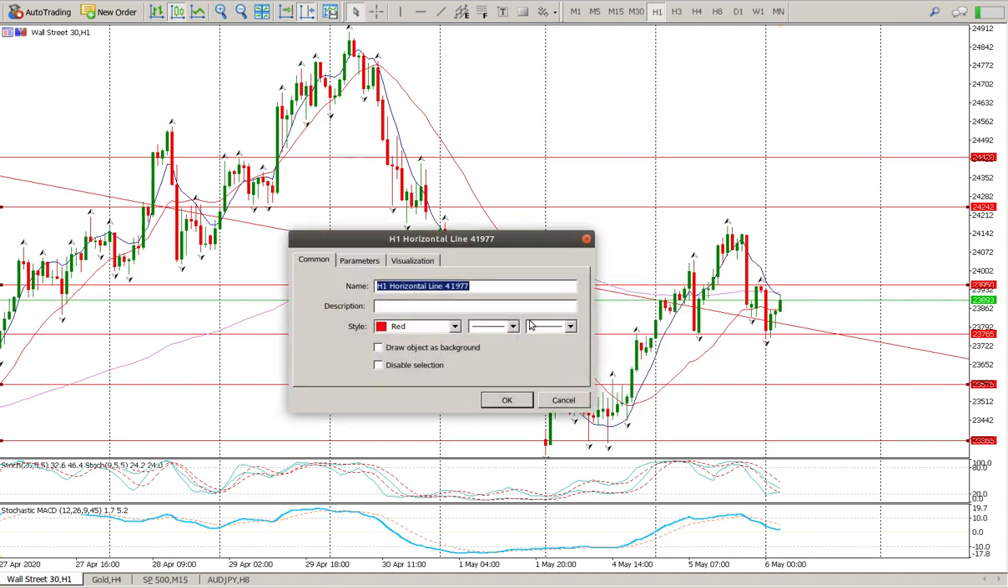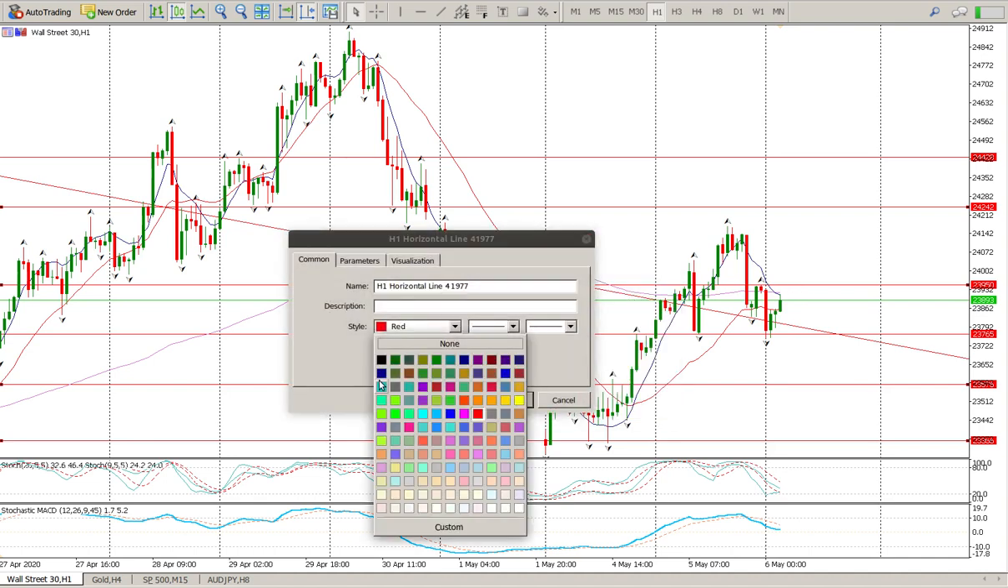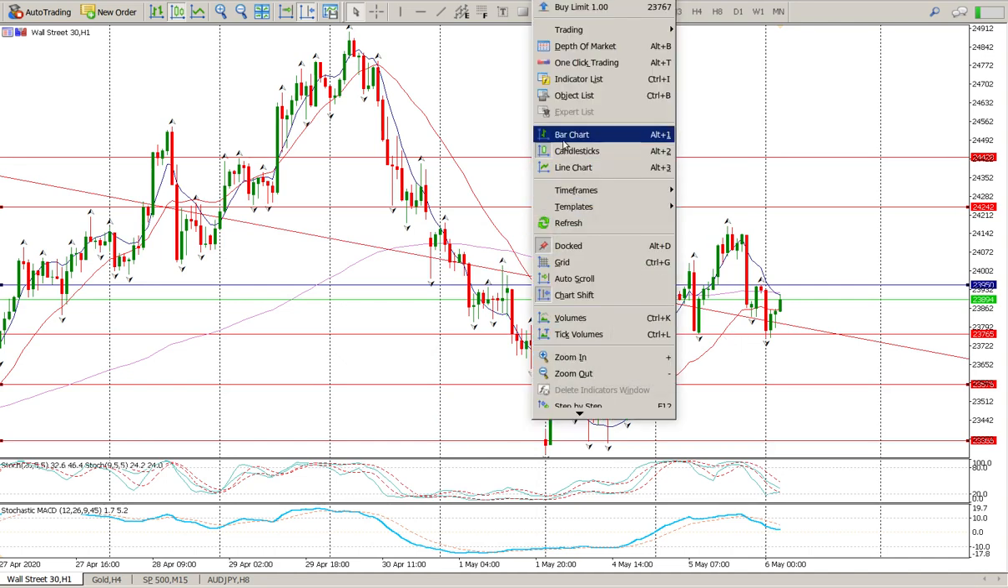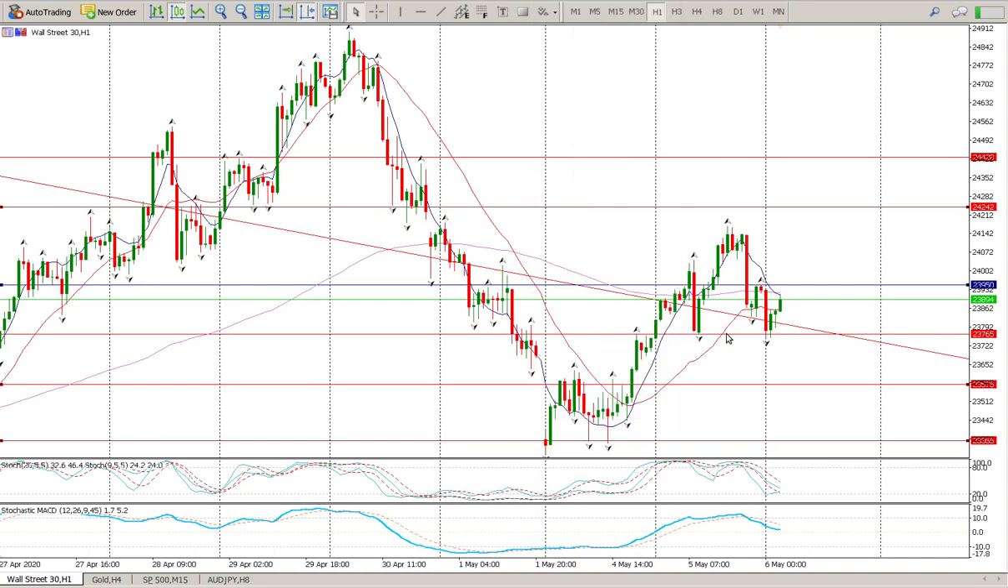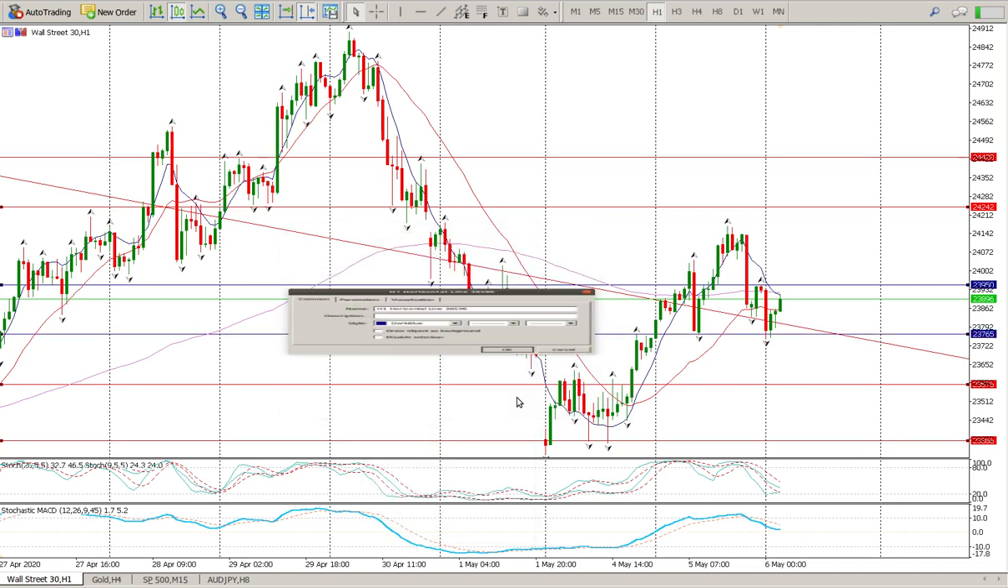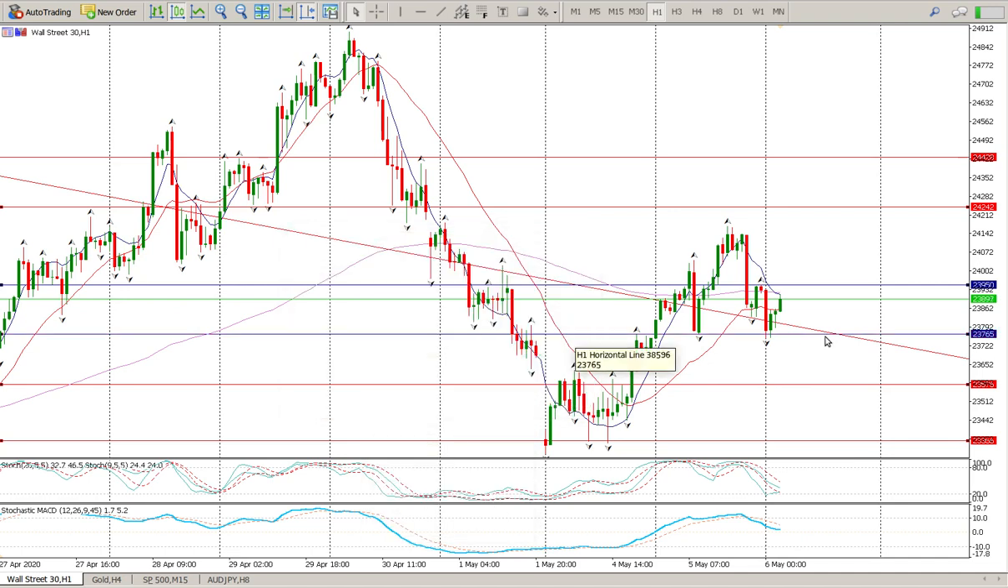If we just make that blue, and we make that blue, and then we can just get down to 15 minutes and confirm that strategy. And blue. Okay, so those are the two levels we're looking to break out. Break it to the upside, we're long. Break it to the downside, we're short. The short is a bit risky because we do have another significant level fairly close.